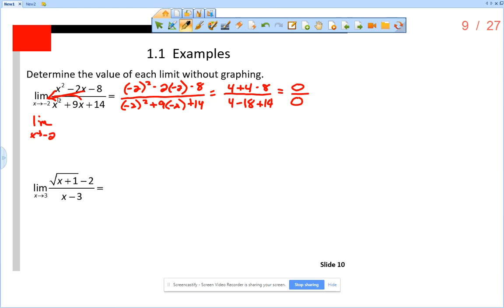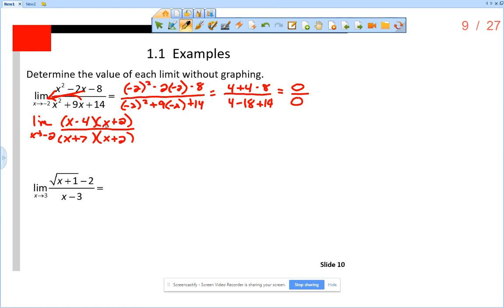Now this one is one that we want to factor. So we see x squared minus 2x minus 8. We want to factor that. All right, so that factors into (x minus 4)(x plus 2) divided by the denominator. We want to factor that as well. x squared plus 9x plus 14. So factors of 14 are 7 and 2. So (x plus 7)(x plus 2).